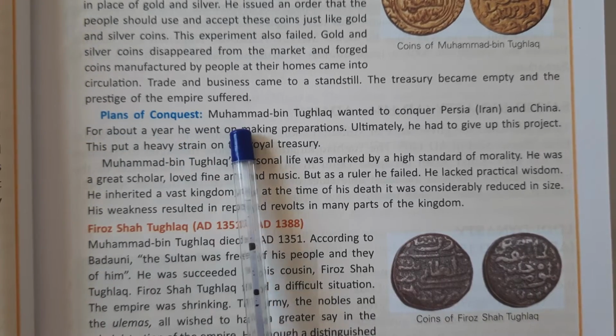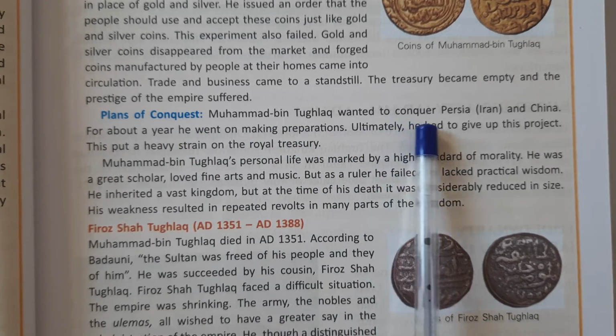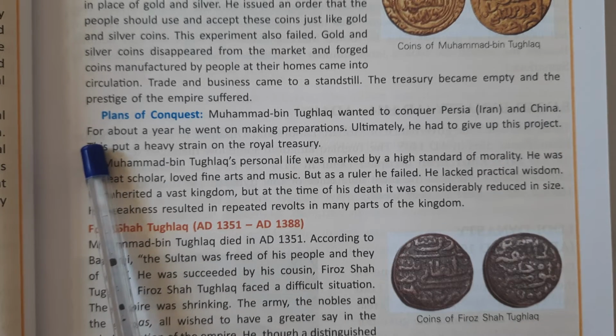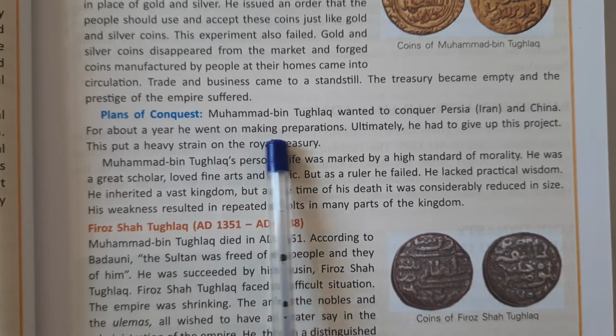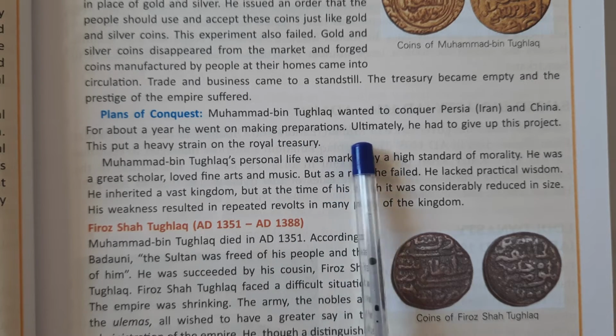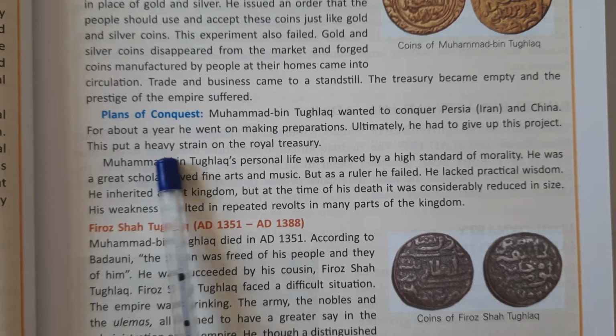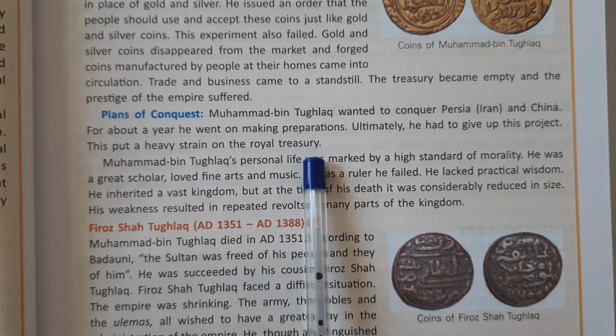Plans of conquest. Muhammad bin Tughlaq wanted to conquer Persia, Iran, and China. For about a year, he went on making preparations. Ultimately, he had to give up this project. This put a heavy strain on the royal treasury.